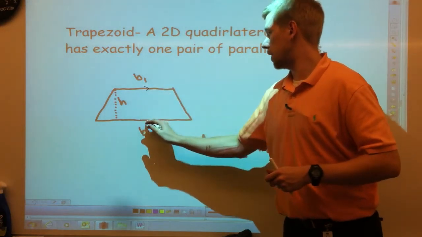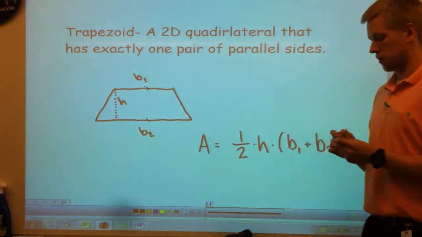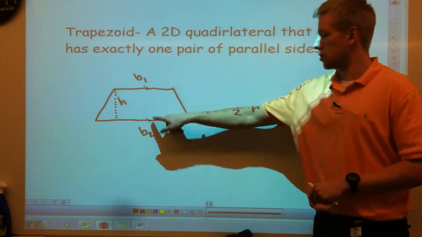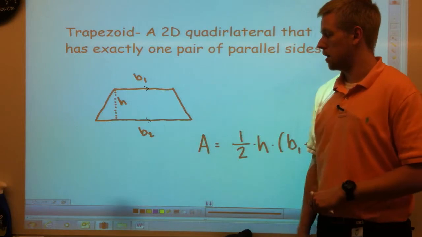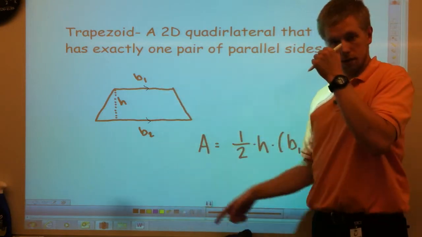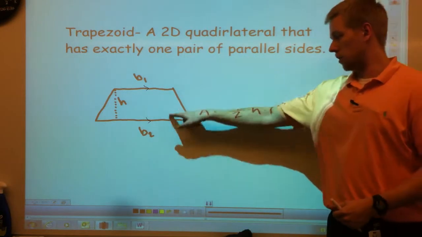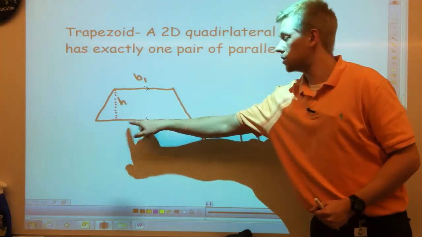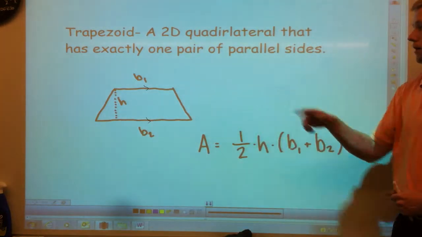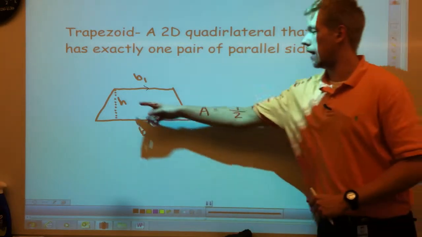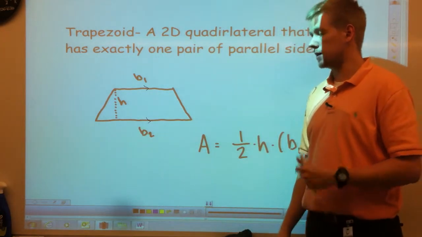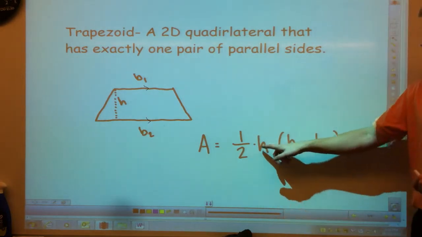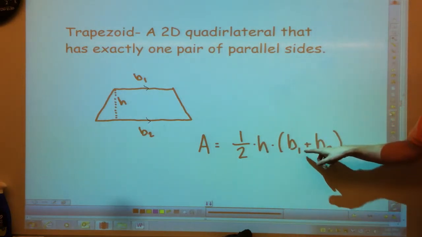If I had parallel sides, you would have arrows going in the same direction to show that they are parallel. So if you draw a picture of a trapezoid, make sure you have your arrows on the top and the bottom. I've labeled B1 and B2 because in my formula, they're labeled B1 and B2. I also have a height, which is perpendicular to my base. I don't have that box again, but you know that the height will be perpendicular to the base, similar to a triangle. The formula for a trapezoid is 1/2 times the height times (B1 plus B2).